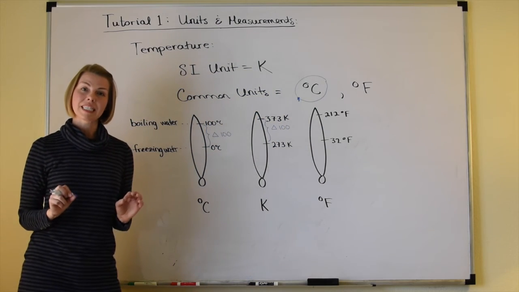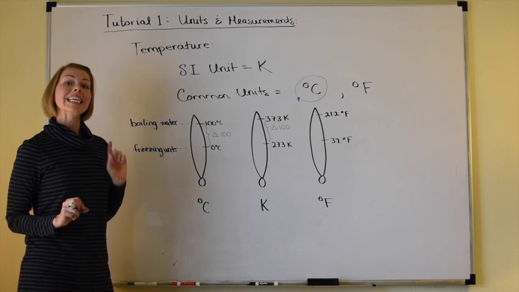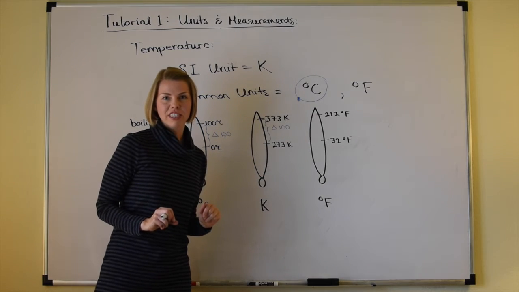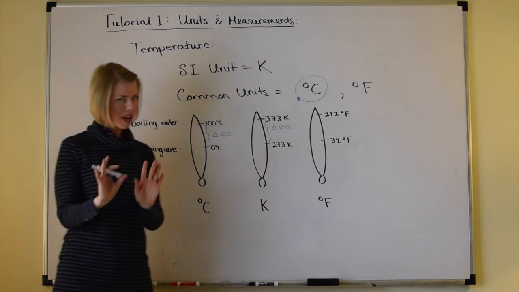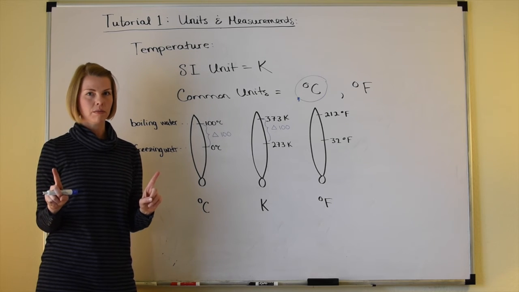What that means is that one increment on the Celsius scale is equal in magnitude to one increment on the Kelvin scale. Now, what I am not saying is that 1 degree Celsius equals 1 Kelvin. Clearly it doesn't.